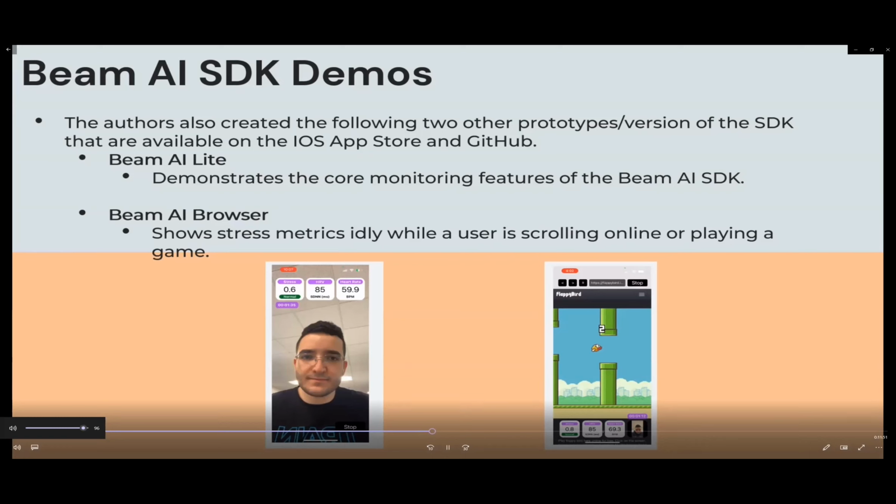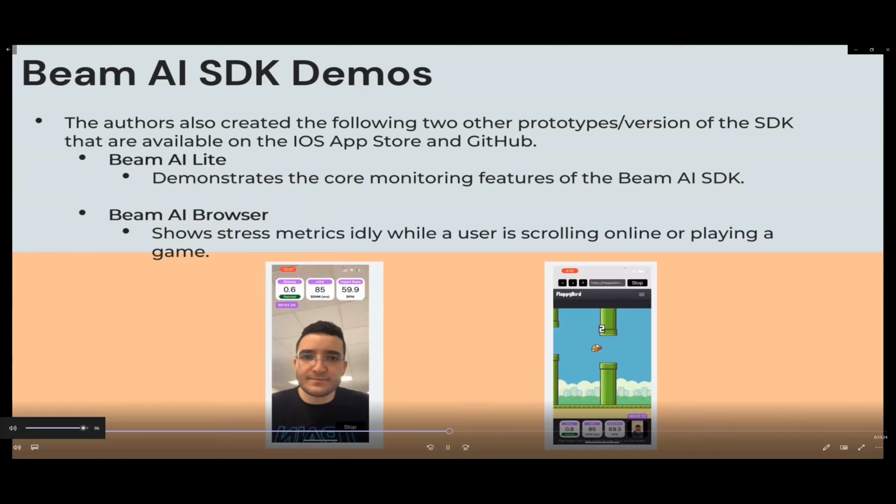The Beam AI Browser, on the other hand, is doing the same thing as the Lite, where you have the front-facing camera and it's still monitoring and outputting your stress. However, you can also multitask, and you can have your maps open for driving into school, or you can have a game open, for example, like I have in the image on the bottom. This is Flappy Bird, and you can monitor your stress while you're doing something online. Like, for example, if the game is very stressful, it would be able to then output it to you. So you can see if what you're doing on your phone impacts your stress level at any point, and you can get real-time results back.